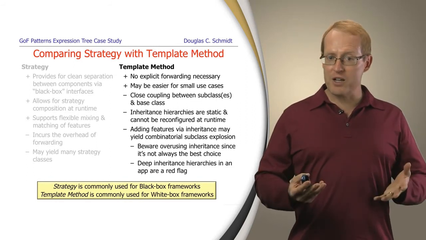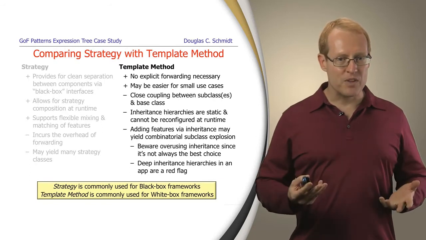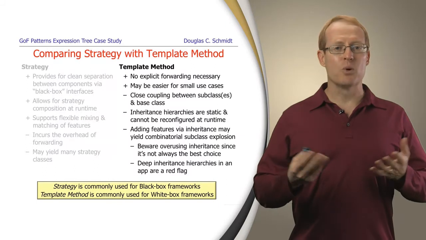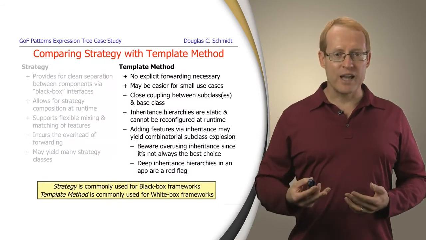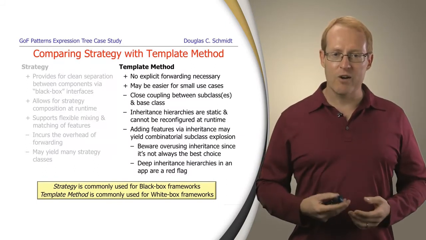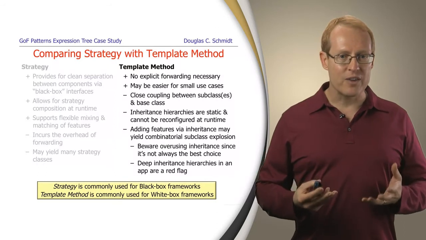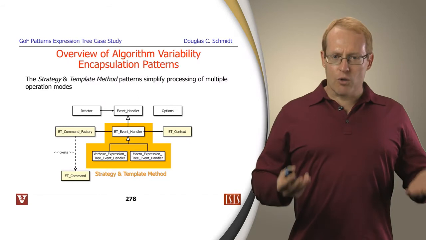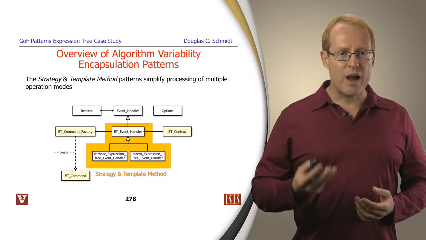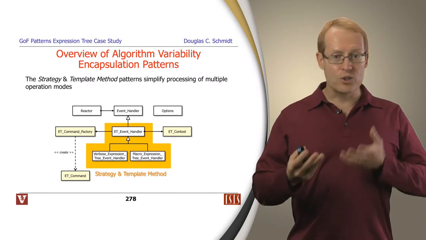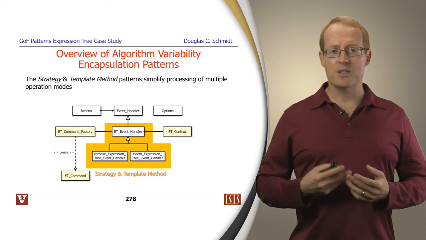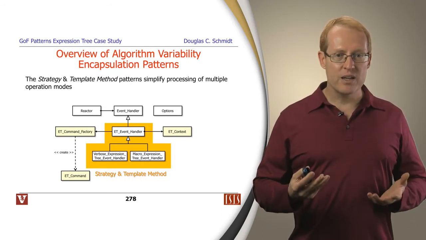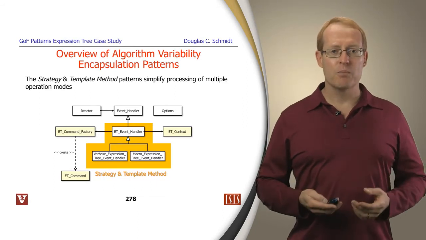People who build white box frameworks tend to use more of a template method form of subclassing and extensibility. And many times people will combine them both. So keep on the lookout for ways in which we combine them, just like we did in our example. They often work better together than they do separately. So to wrap up this discussion, the strategy and template method patterns are really alternatives or duals that allow us to simplify some of the processing in our expression tree application, in particular handling different operation modes.